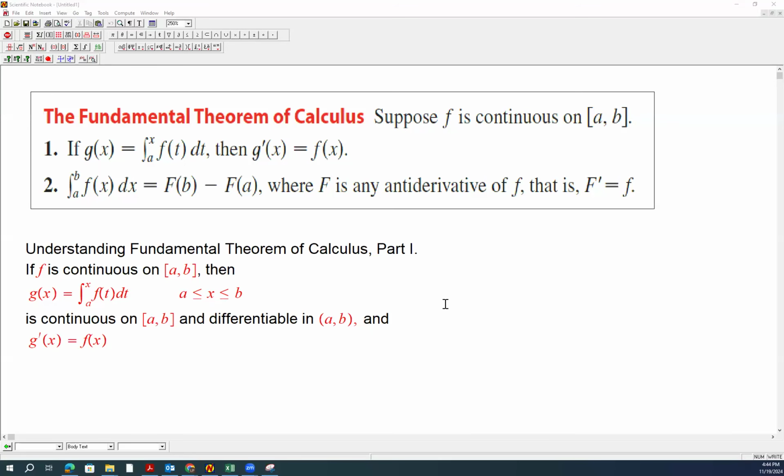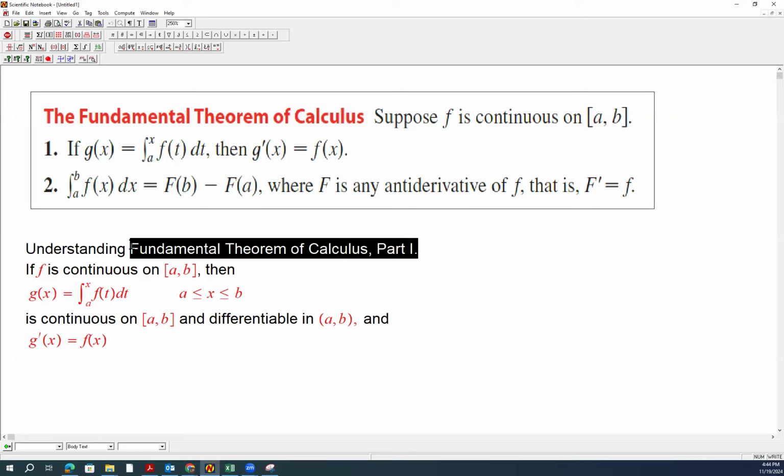So in this lesson, we're going to try to understand the fundamental theorem of calculus part 1. We know that there is the fundamental theorem of calculus part 2 and part 1. And part 2, we have seen how it works, right? And of course, we're going to see more of it. And part 1 is the part that is a little bit difficult to understand.